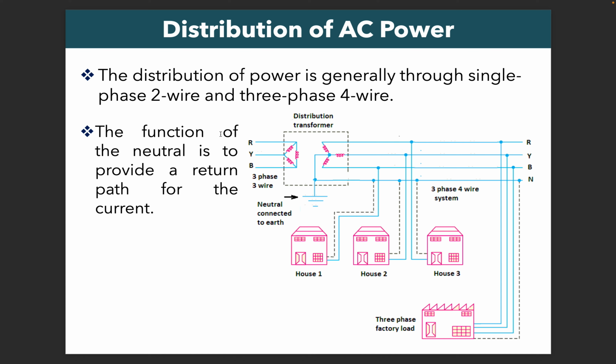The distribution of AC power is generally through single-phase 2-wire and three-phase 4-wire. There's always a neutral line, and the function of the neutral line is to provide a return path for the current.